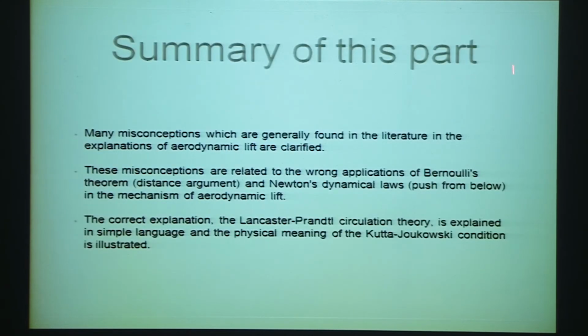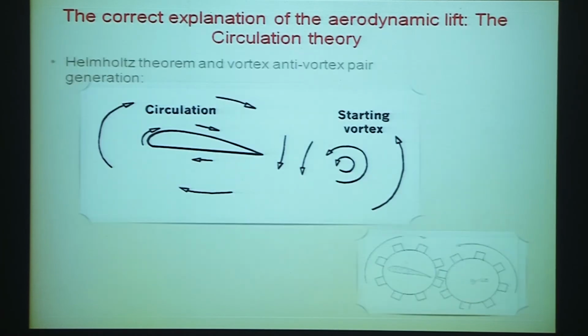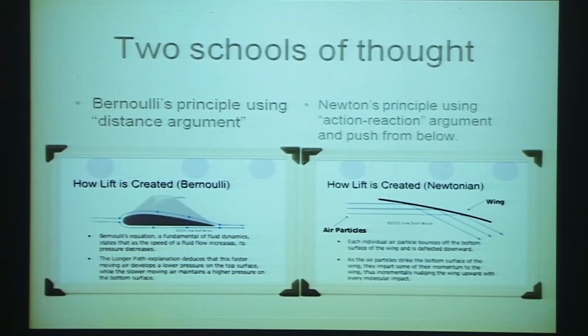So to summarize this part of the talk, number one, many misconceptions which are generally found in the literature in the explanation narrative are clarified. These misconceptions are related to the wrong application of the Bernoulli theorem, the distance argument, and Newton's dynamical laws pushing from below in the mechanism of aerodynamic lift. So notice that the argument that air parcels depart here, they have to meet here, and the parcel on the top has to go faster because it has to cover more distance, is wrong, because air parcels are not intelligent beings. So this is wrong.